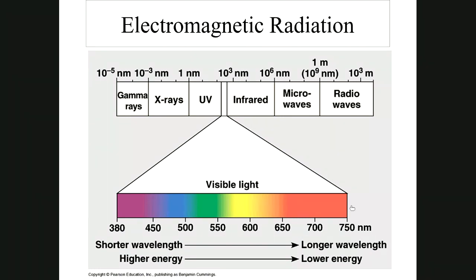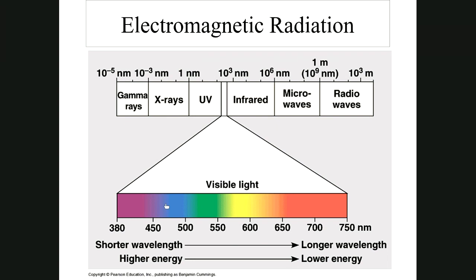It goes backwards on the scale when you're looking at it, but that's okay. At least you know what the order is. It's like a rainbow, in the same order. So the red end is longer wavelength, lower energy, all the way to the violet end, shorter wavelength, higher energy. And that's the visible light spectrum that we see.